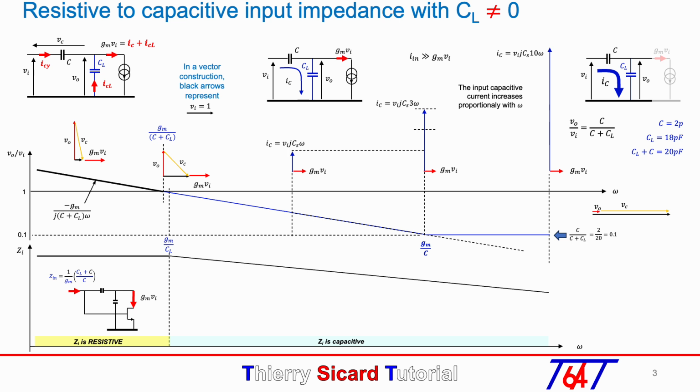When the angular frequency equals Gm/C, the equation becomes C/(C plus Cl) times (1 plus j), which means that the capacitor ratio of 0.1 is multiplied by the square root of 2 to get 0.14. The vector sum of 1 plus j gives a phase of 45 degrees for Vout, as shown in the vector sum diagram. When the angular frequency is greater than Gm/Cl, the input impedance becomes capacitive and the capacitance value is given by C and Cl in series.